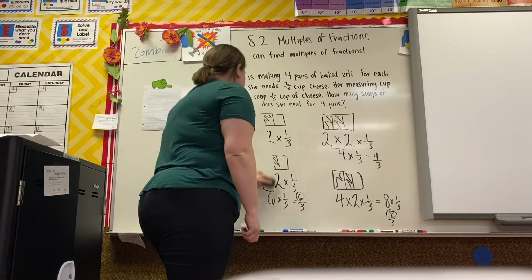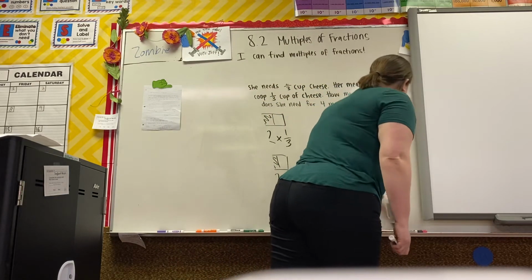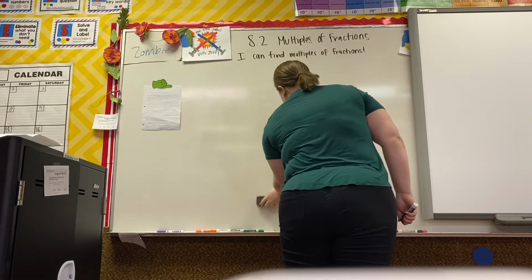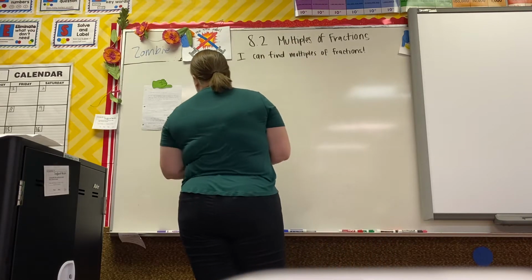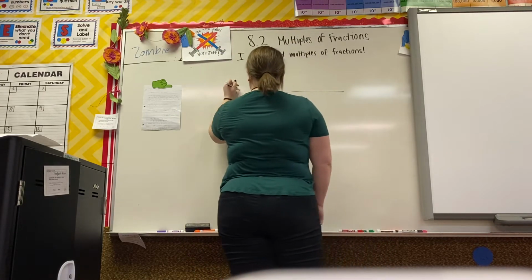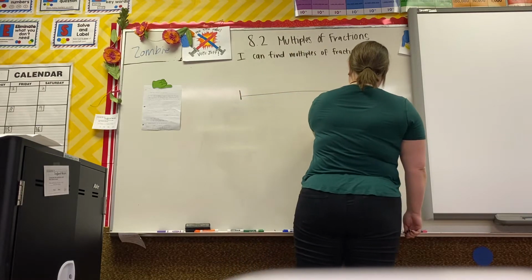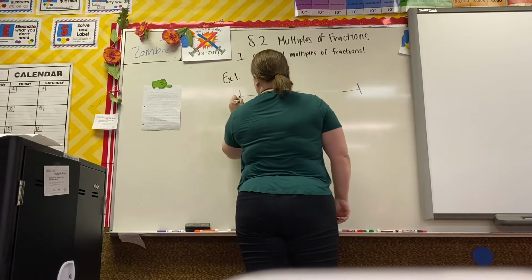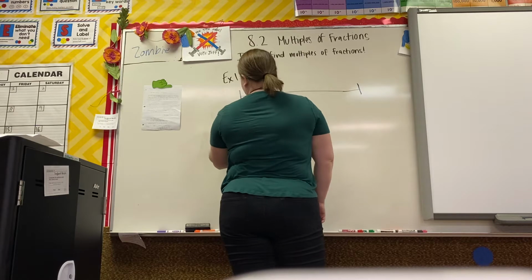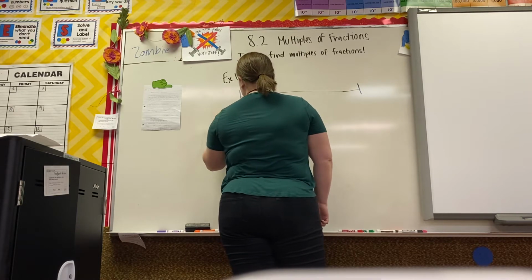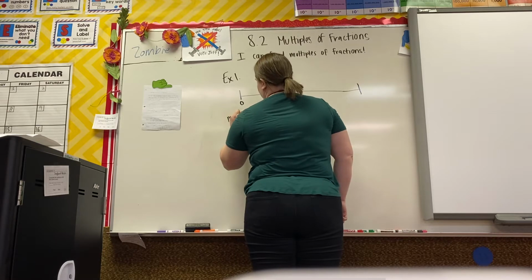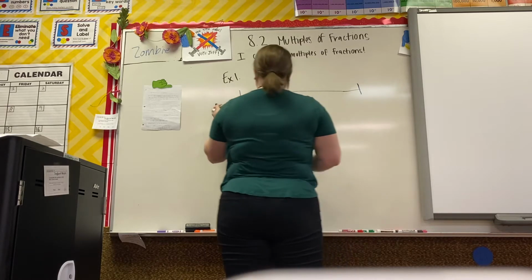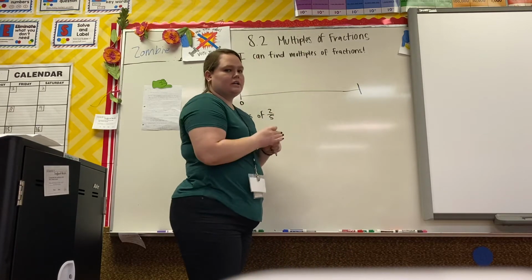Let's try it again. All right, this time I'm going to draw a number line and show you how this works on a number line, okay? So this is example number 1. On my number line, I start with 0, and this is going to be multiples of 1/5. No, of 2/5. But I'm going to show you how it would look on a number line, okay?